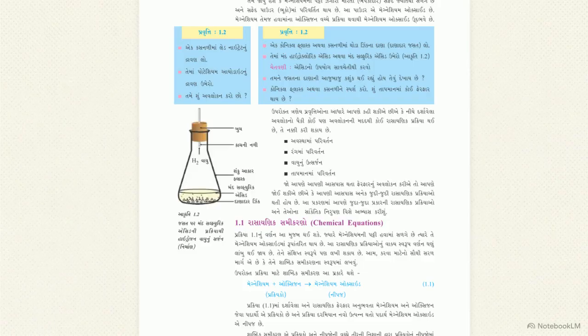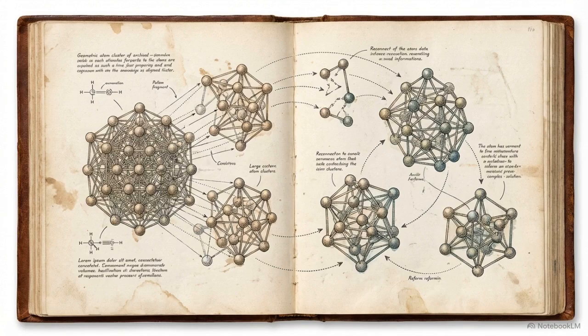These 4 signs, changes in state, color, gas emission, and temperature, are the criteria scientists use to confirm a chemical reaction has occurred. Observing these indicators helps us understand how the atoms in these substances are rearranging into something new.